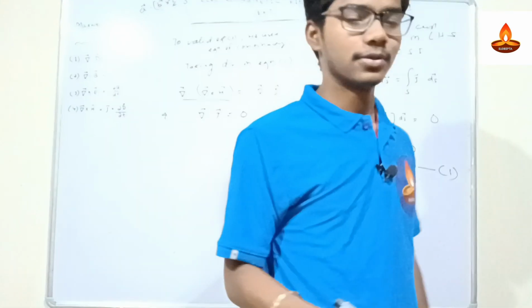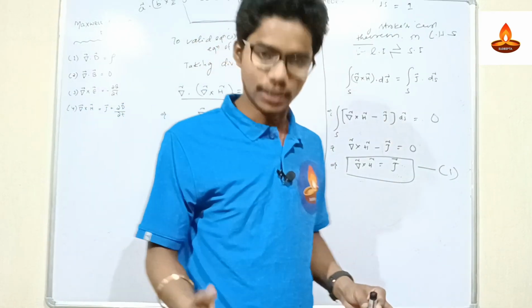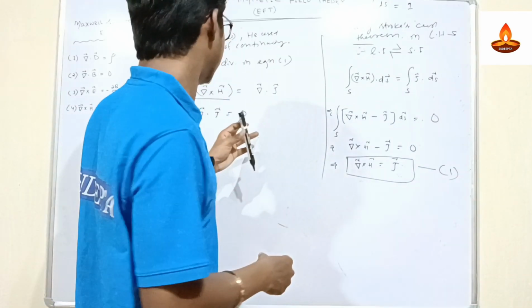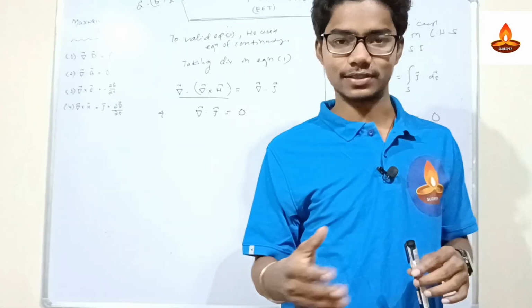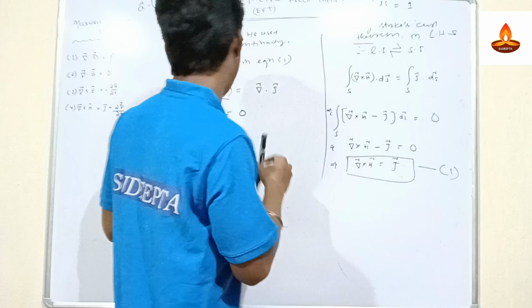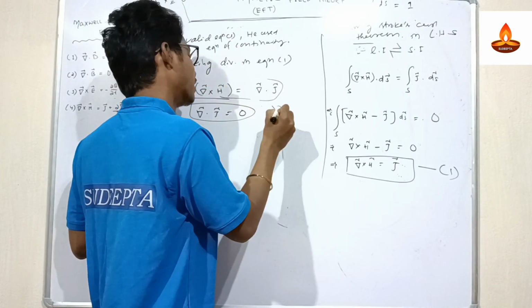But when we are verifying any kind of equation, if the result is 0, then we can't say this equation is valid. The equation is not valid. That's why something is lacking here. Maxwell noticed that something is lacking here.